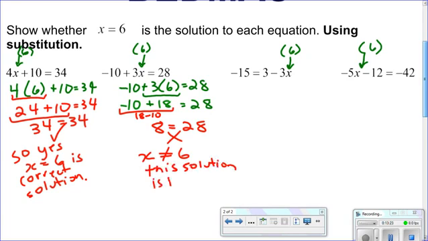Or is incorrect. My English is not correct. There we go. Okay, I'm going to leave the last 2 for you to solve, and then we're going to check these again tomorrow. So I want you to figure out if they are the correct solution or not.